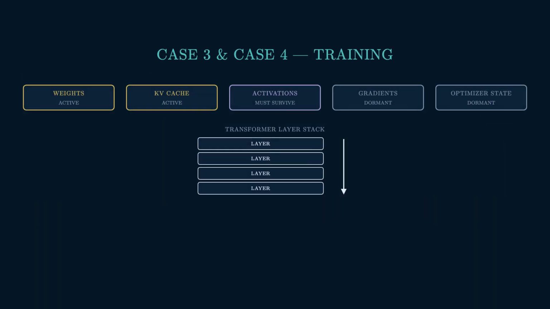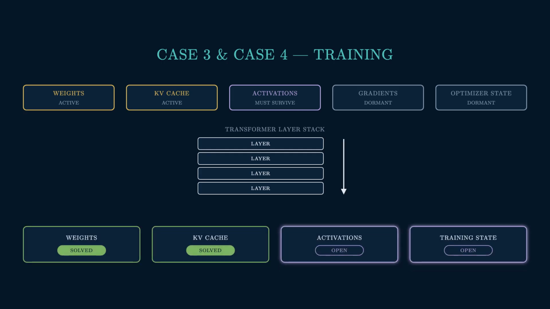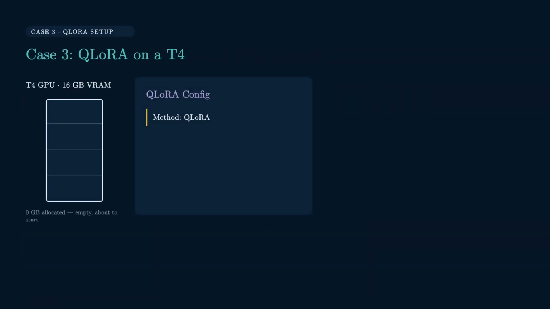That finishes the inference half. Switching to training changes the equation itself. A backward pass now exists, which means activations have to survive long enough to compute gradients, and depending on the method, gradients and optimizer state show up too. Two suspects still open. Case 3 is QLoRA on a T4.